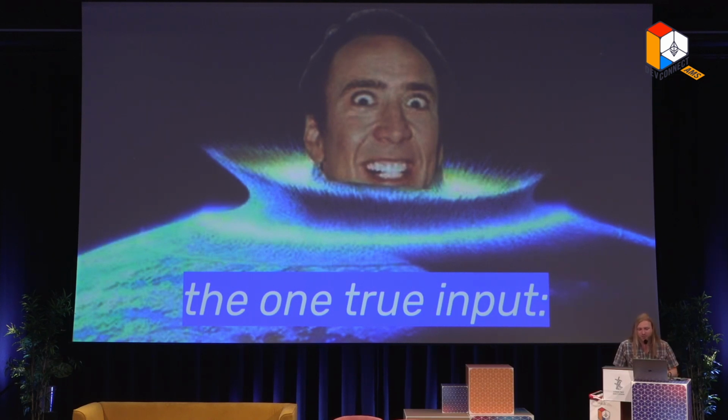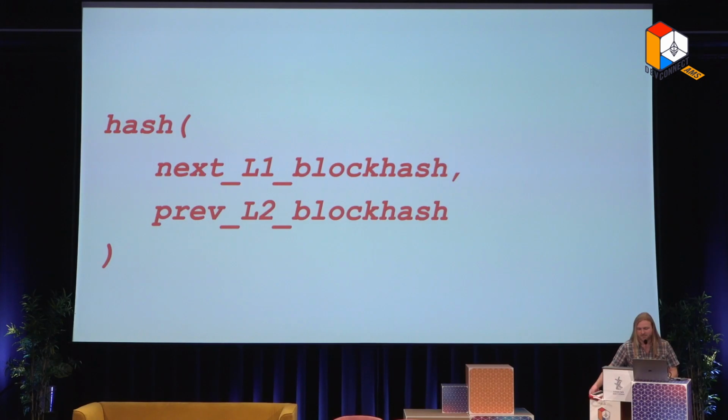The one true input to all of the rollup is just two things. It's one thing: we can put the entire rollup input as one hash, and that is the hash of the next block hash, where you pull the header, then you pull the call data, and the previous L2 block hash, from which you pull the state root, from which you can pull any state that you care about.